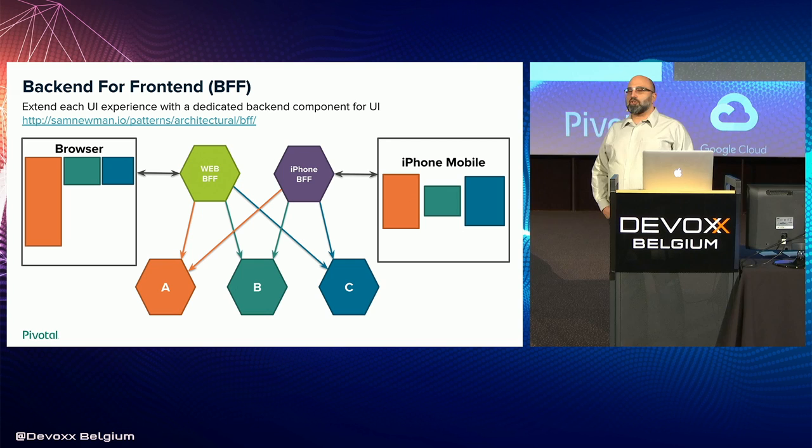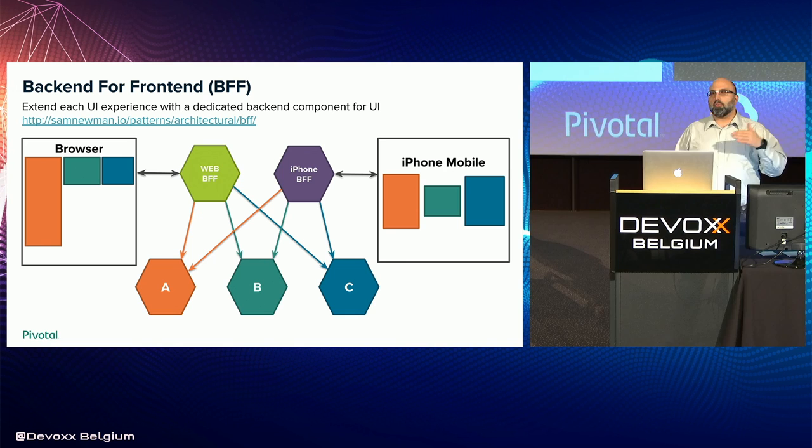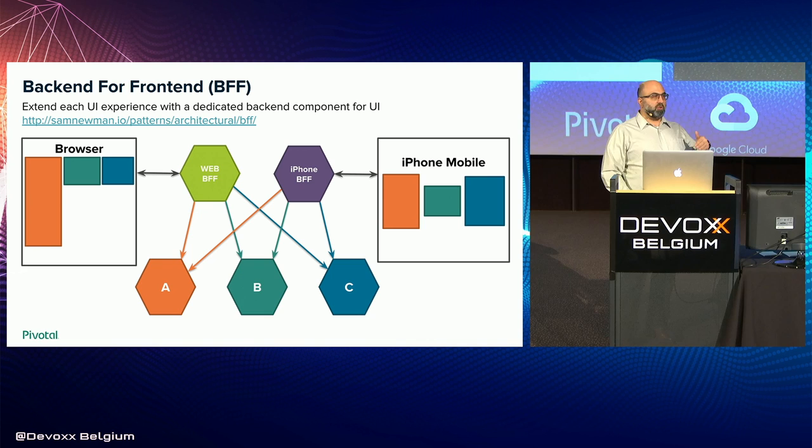So if I have a screen in my iPhone application and I want six fields in it, then I make one call to the iPhone BFF and I get the six things that I need. Similarly, on the browser side, I would just make calls and get just what I need. So naturally, the BFF should be written by the people who write the actual UI. So the iPhone mobile developer should be writing the BFF for iPhone. The browser developer should be writing the BFF for the web application, for the web UI.